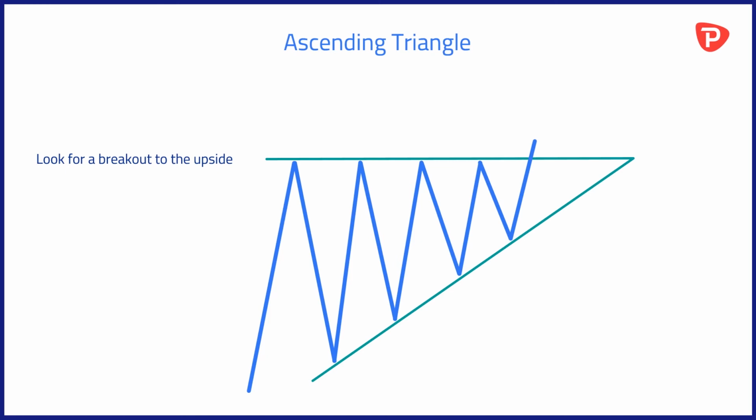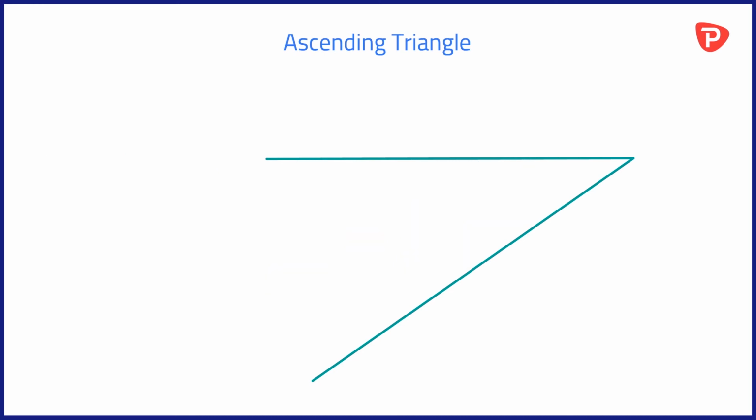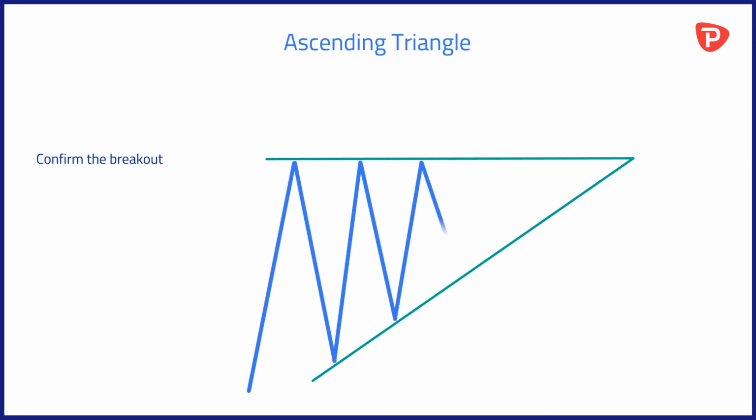Unlike symmetrical triangles, and as the name suggests, we are only looking for a break to the upside on ascending triangles. Let's now take a look at the trading rules for ascending triangles, as they do differ a little bit from the symmetrical triangle rules. Firstly, we are looking for a break to the upper boundary of the triangle, again ideally breaking around 2/3 of the way through the pattern.